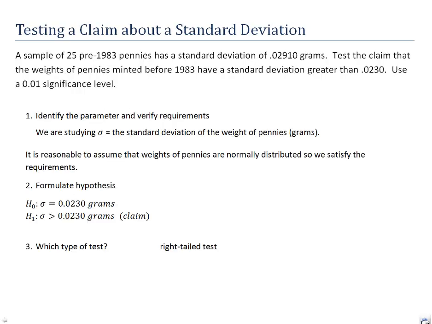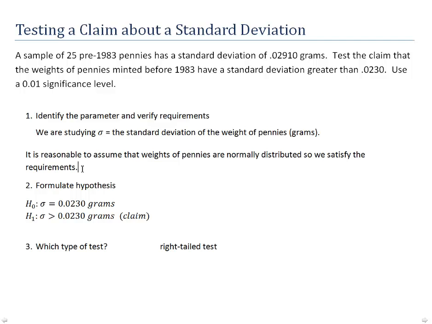So we'll use the same 10 steps that we have when we test a claim about a proportion or a mean. And we start out by identifying the parameter and verifying the requirements. Well, we're studying a sigma, a standard deviation, and that's the standard deviation of the weight of the pennies, and the units would be in grams.